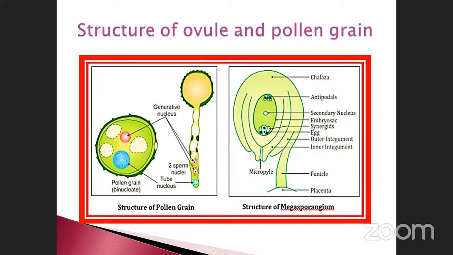Okay, micropyle, funicle, chalaza. These are the main basic concept for the types of ovule. Okay, anatropous, orthotropous, campylotropous, amphitropous, hemitropous, like that. Okay, got it, those points.